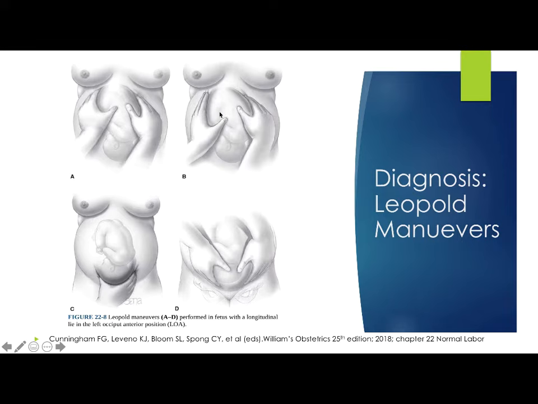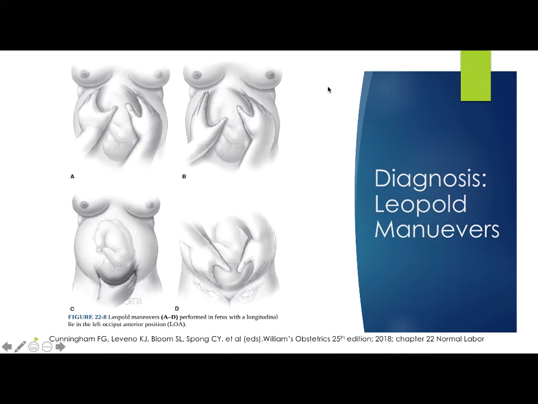Now for Leopold maneuver 2, this is accomplished as the palms are placed on either side of the maternal abdomen, and gentle but deep pressure is exerted. On one side, a hard resistant structure, such as you see here, can be felt, and this will be the fetal back. On the other side, numerous small irregular mobile parts can be felt, and these will be the fetal extremities. By noting whether the back is directed anteriorly, transversely, or posteriorly, fetal orientation can be determined.